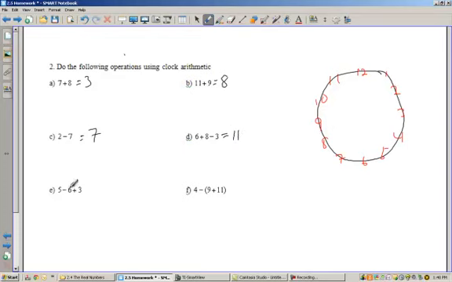Same thing here, 5 minus 6 plus 2. So I'll start at 5, and since it's minus, I'll go counterclockwise. All right, 6 times, 1, 2, 3, 4, 5, 6. So that's 11. And then I'm adding 3. So now I go clockwise. 1, 2, 3. It lands me on 2.